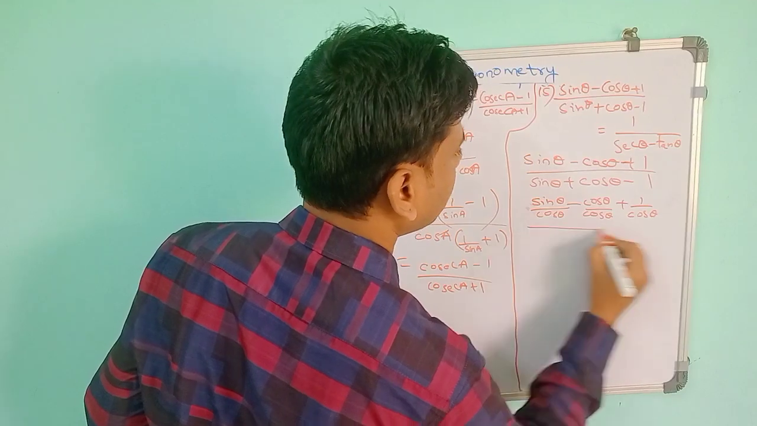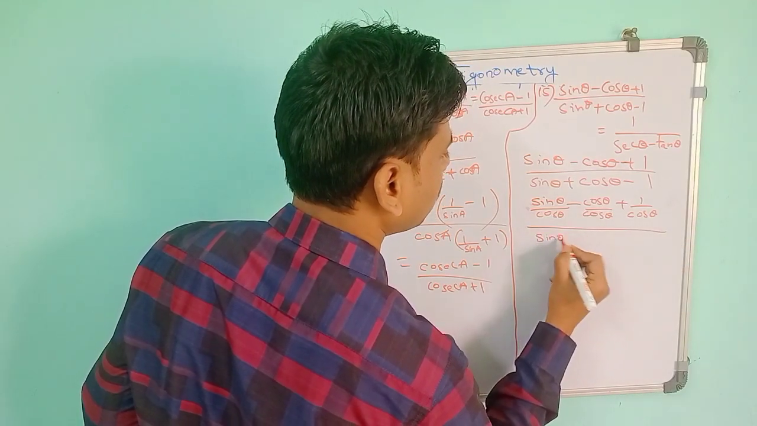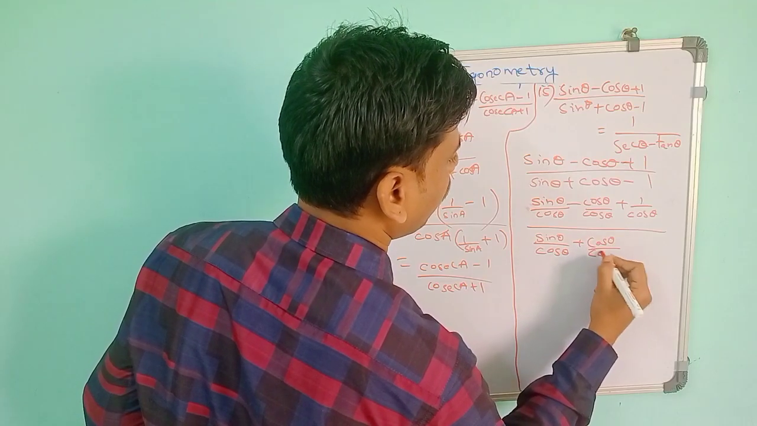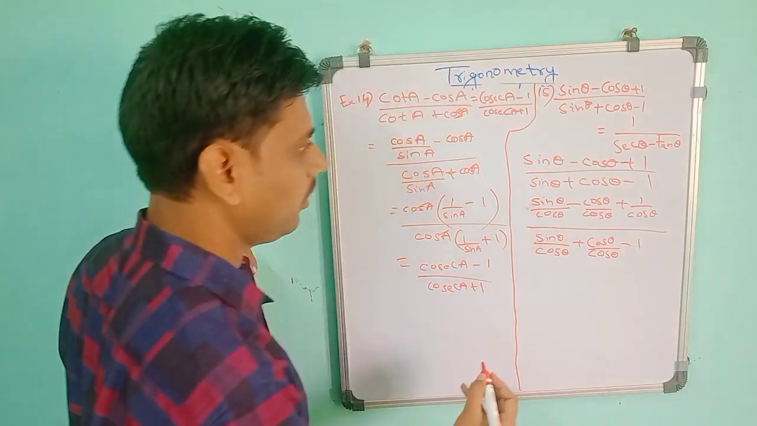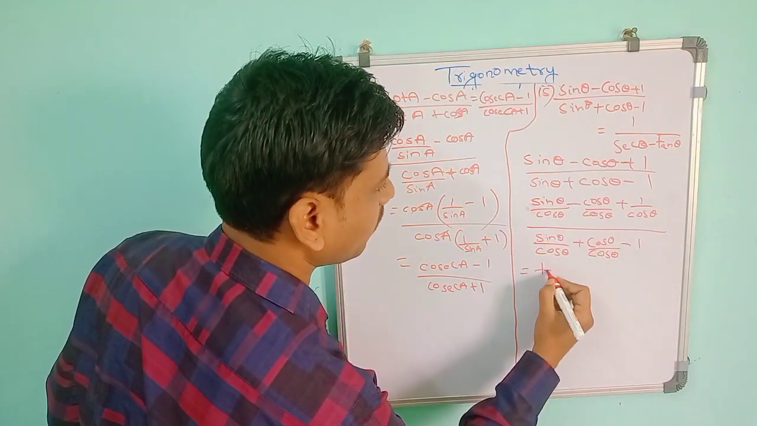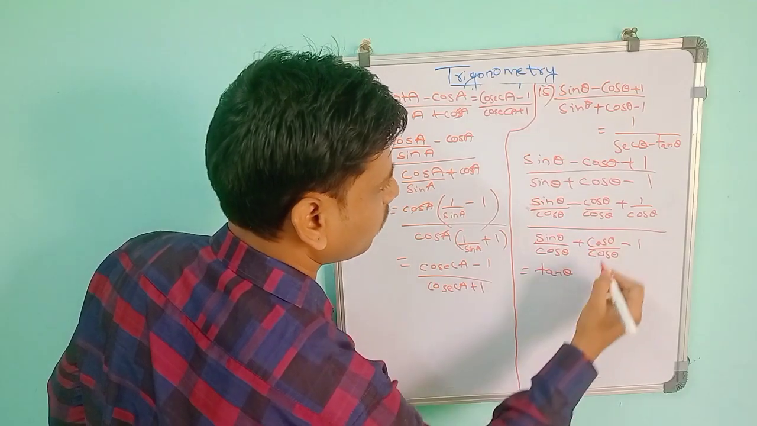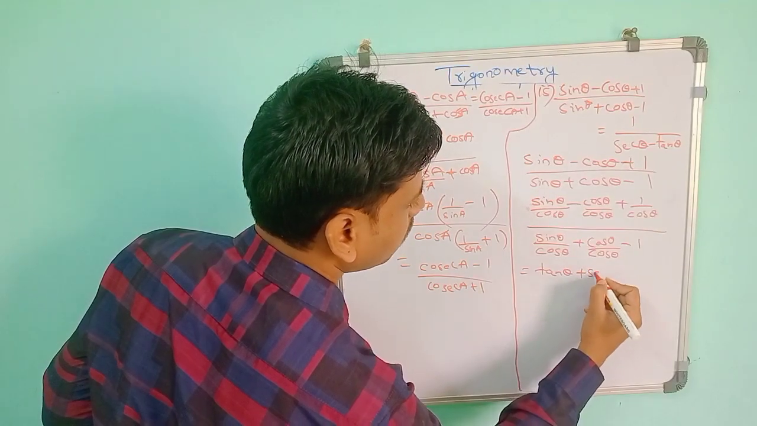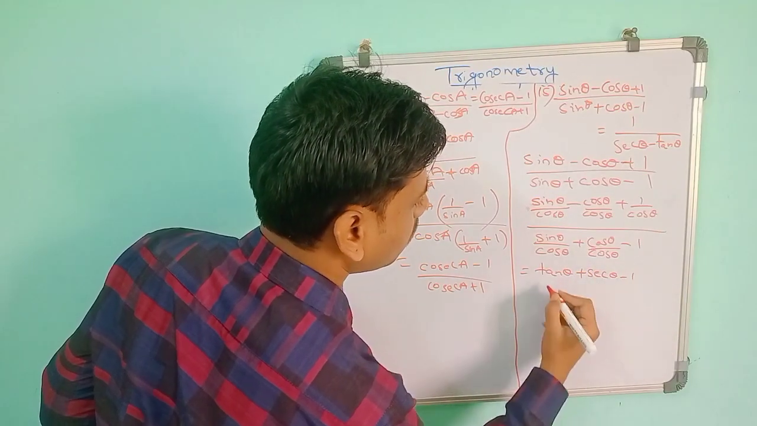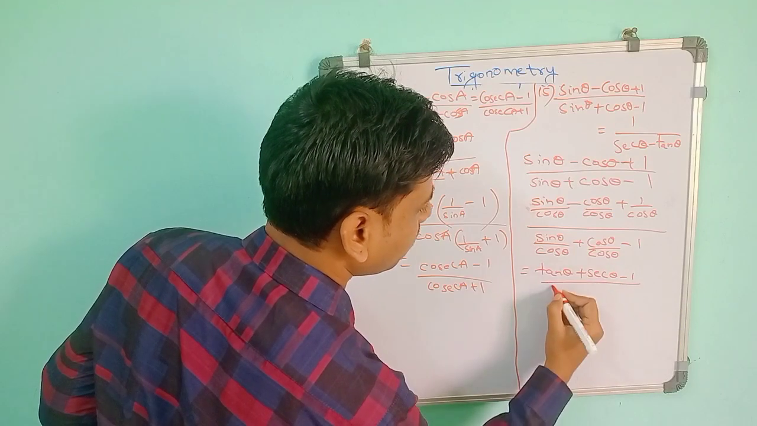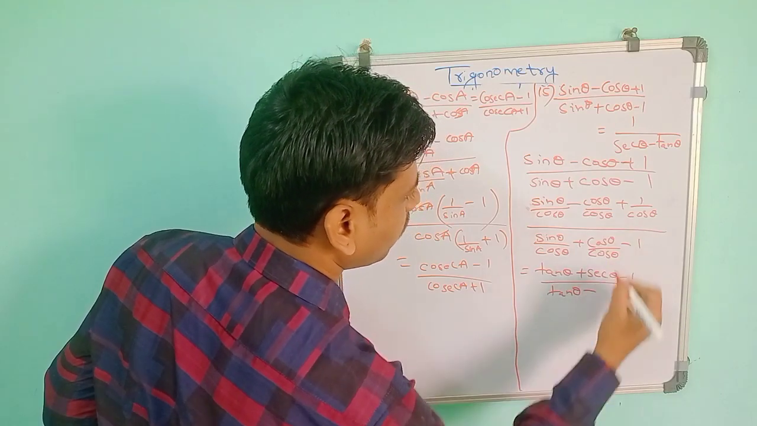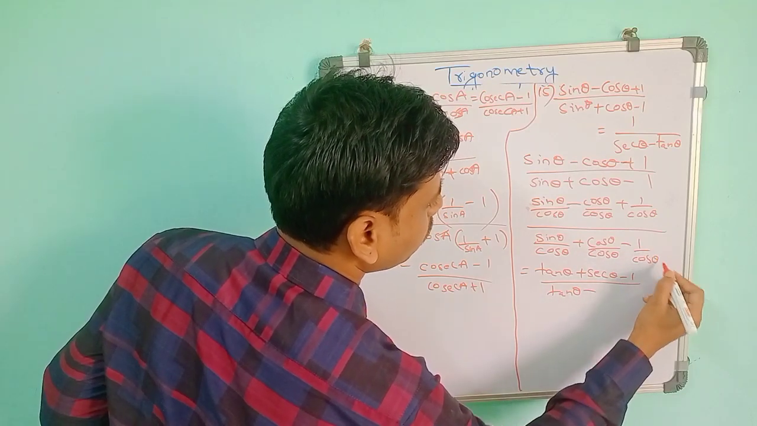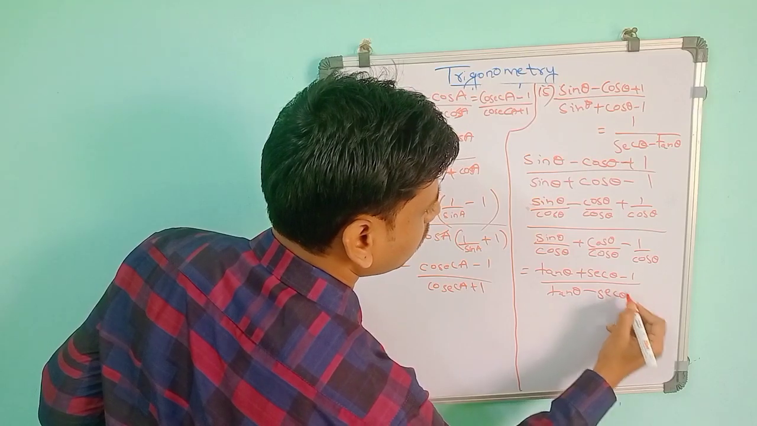This is the numerator, whole divided by sin theta divided by cos theta plus cos theta divided by cos theta minus 1 by cos theta. So the next step: sin theta by cos theta is tan theta, cos theta by cos theta is 1, so minus 1. 1 by cos theta is sec theta, so tan theta minus 1 plus sec theta, divided by tan theta plus 1 minus sec theta.